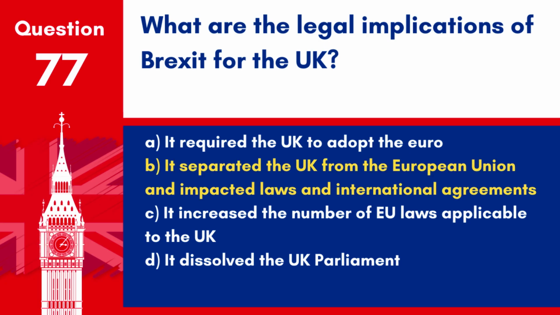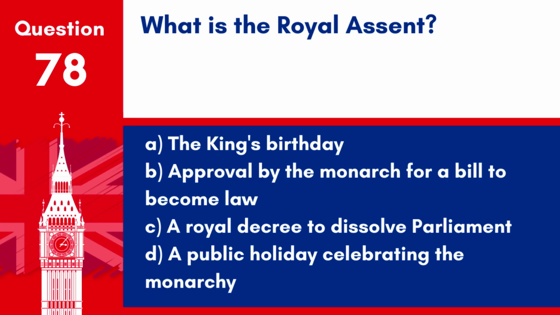Answer: B. It separated the UK from the European Union and impacted laws and international agreements. Brexit has significant legal implications, including changes in how laws are applied and international relations are managed. Question 78. What is the royal assent?